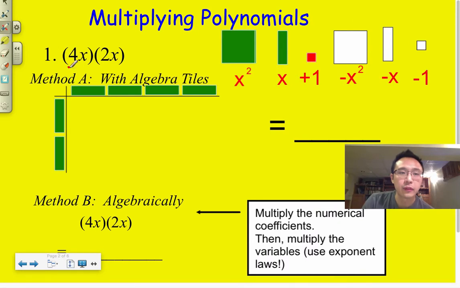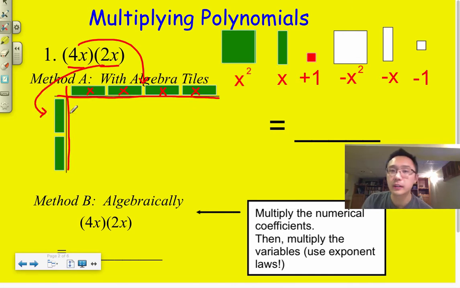Here it is, 4x times 2x. In order to set this up with algebra tiles, you have to set up a little multiplying grid. So this is the grid that I have, and I have laid out my algebra tiles already. For the 4x, I have laid them out at the top. These ones are my x's. I have 4 of them, so here they are at the top. And my 2x, I'm going to put the other term on the side. So this is my x and x.